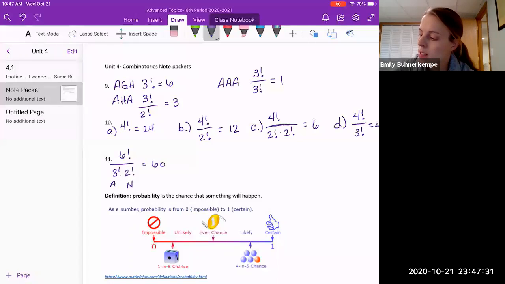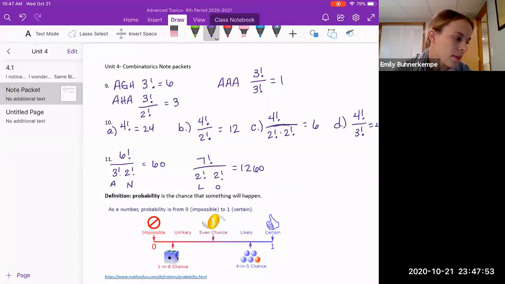Balloon. Balloon has 7 letters in it. 2 L's, 2 O's. This should give us 1,260 anagrams. Boring is the last word that they give us. Boring does not have any repeats, so this is just 6 factorial. And 6 factorial is 720 anagrams.